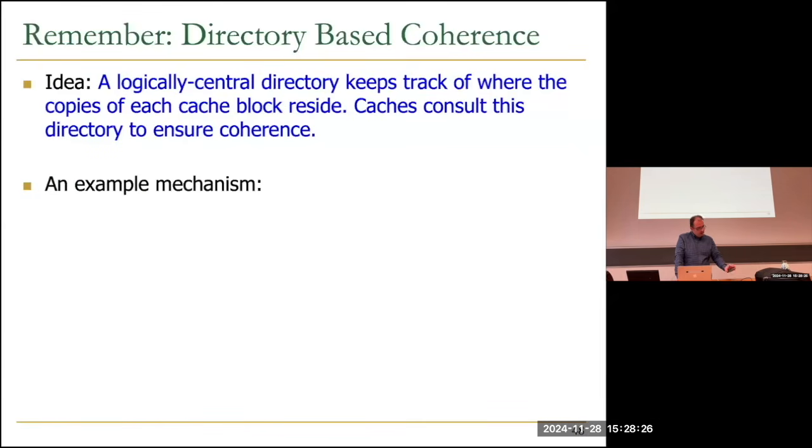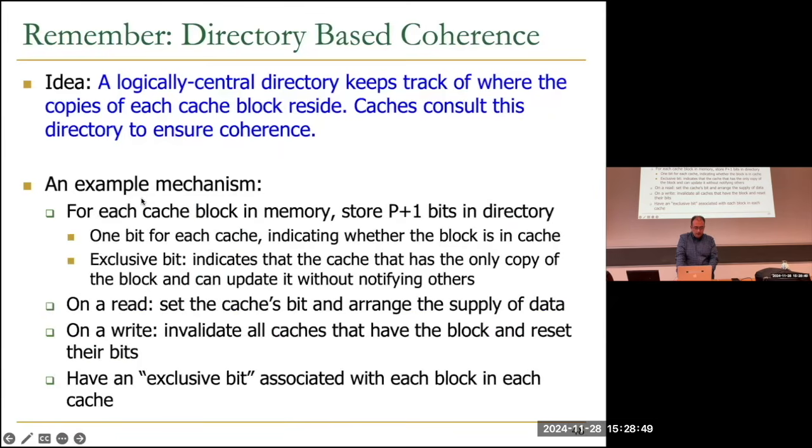Okay. Let me quickly also revisit directory-based, and then we can take a 5-minute break, unless there are questions. Okay. So logically, a central directory keeps track of where the copies of each cache block reside, and caches consult this directory to ensure coherence.